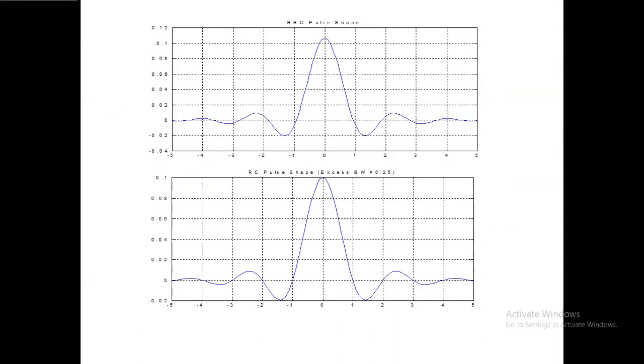You can look at the diagram here. The RRC pulse shape has non-zero values at the sampling instances at these points. But we use it in a pair at the transmitter and receiver, so the overall response will be the same as this RC.